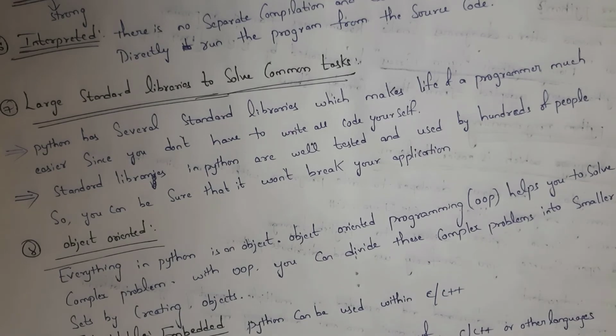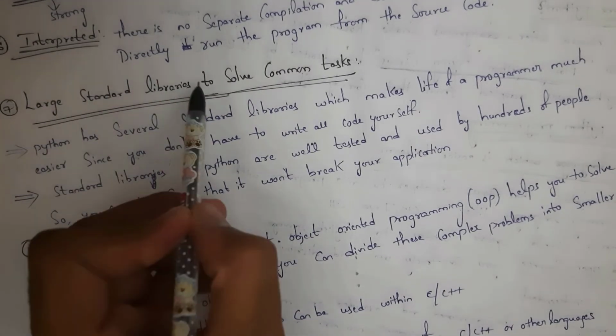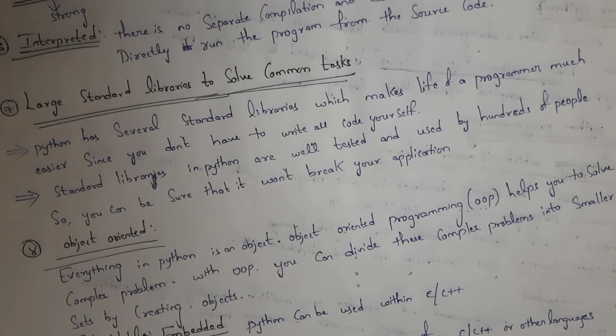And the seventh feature is that Python has large standard libraries to solve common tasks. Python has so many inbuilt library functions, so there is no need of writing separate code. You can just import those libraries and use them. This is one of the advantages of Python. Standard libraries in Python are well tested, and these libraries are used by hundreds of people, so you can be sure that they won't break your application.